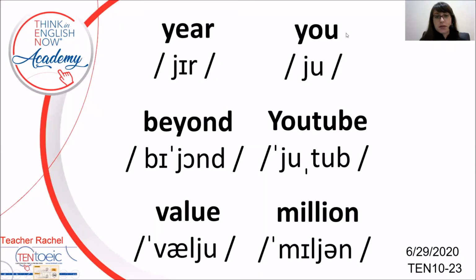Year. So year is when you have 12 months. So it also refers to how old we are. So what year is it? It is 2020. How old are you? 25 years old. So that's how we count time.